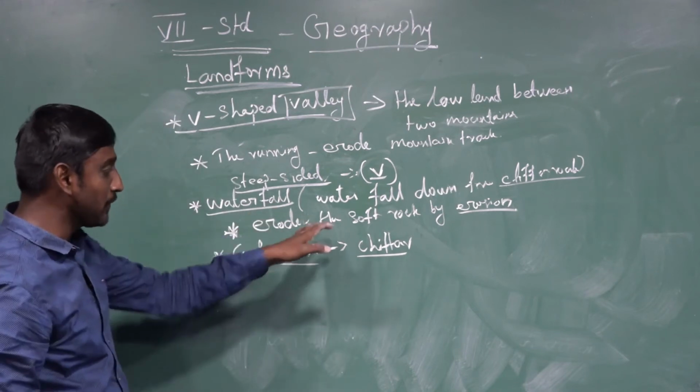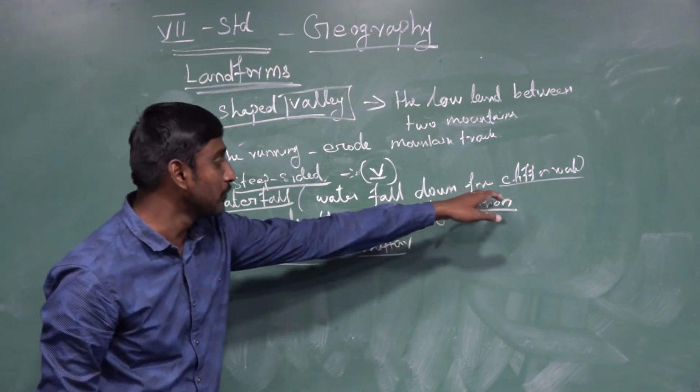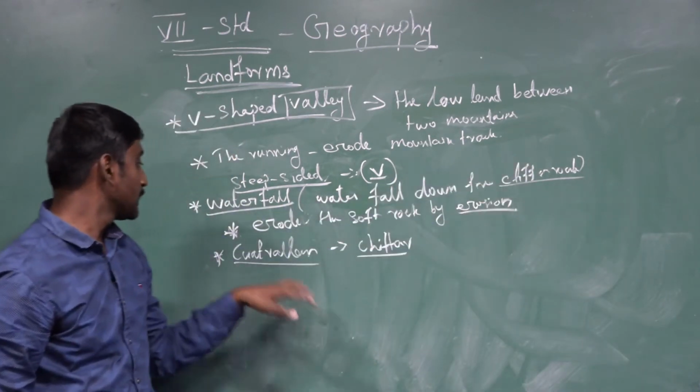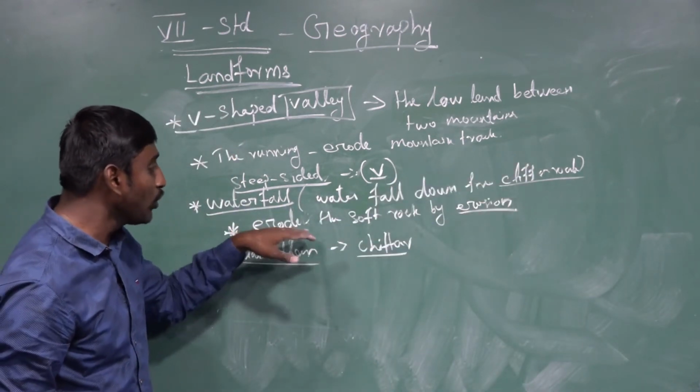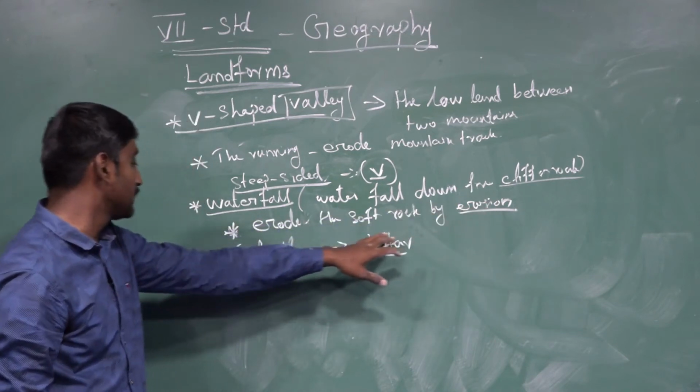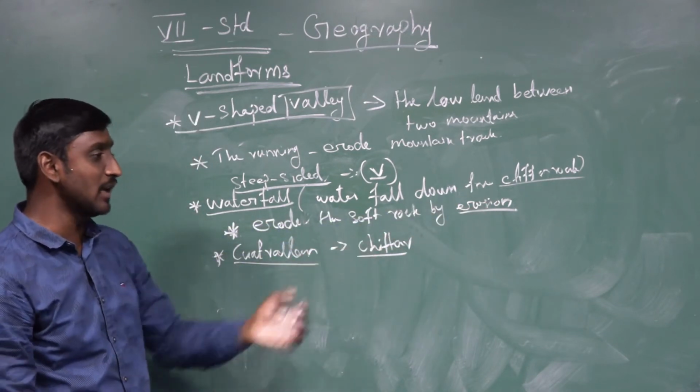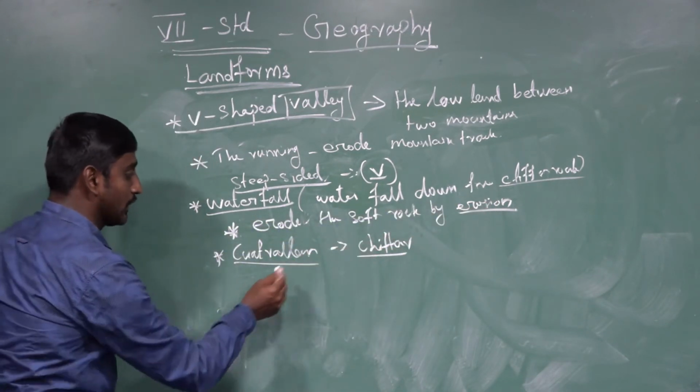So what is the meaning of waterfall? Water falls down from the cliff or rocks and removes the soft rock by erosion. An example is Kutralam on the Sittar river.